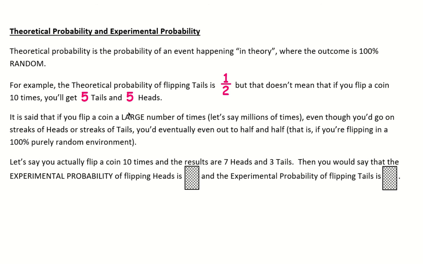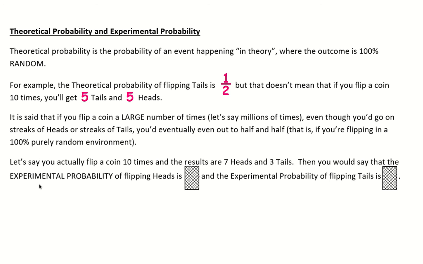But if you run an experiment, well, really quick, before I go there, it is said that if you flip a coin a large number of times, let's say millions of times, even though you'd go on streaks of heads or streaks of tails, you'd eventually even out to half and half. So let's say you actually flip a coin 10 times and the results are 7 heads and 3 tails, which could totally happen. If you flipped it 10 million times, the more you flip the coin, the more it eventually evens out to half and half. But you do this experiment and you get 7 and 3.